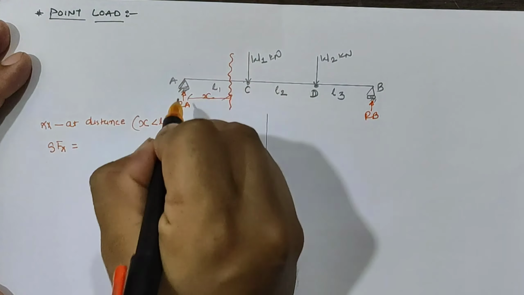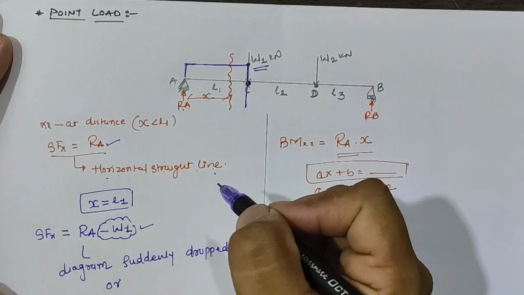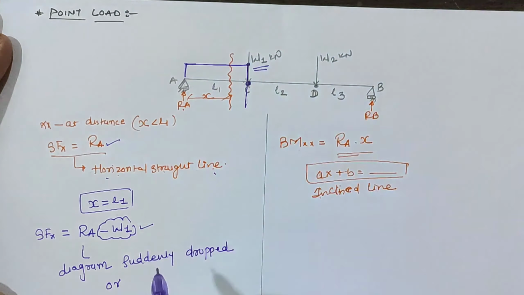It means it suddenly decreases by the value of W1. So both values are constant, hence one can say that at the location of a point load, the diagram suddenly drops, or if the load is in the upward direction, then the value goes up. So either a drop or an increase at the location.